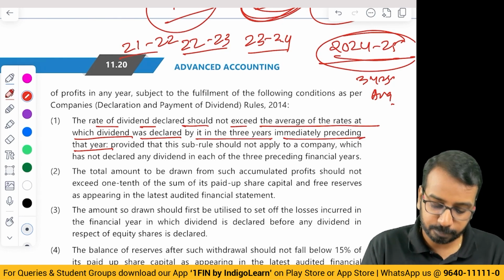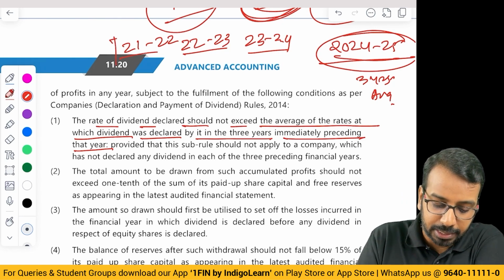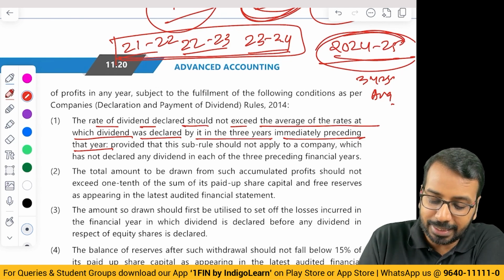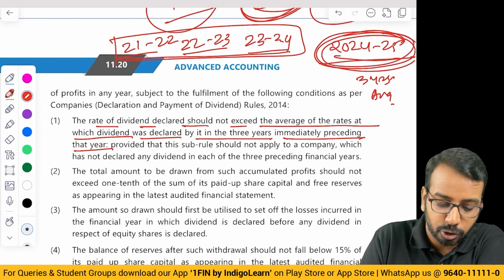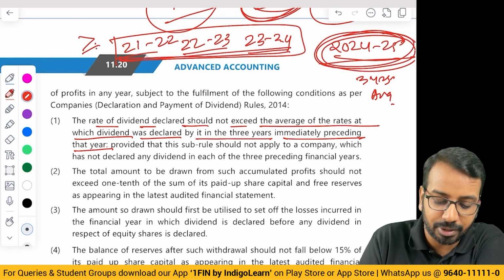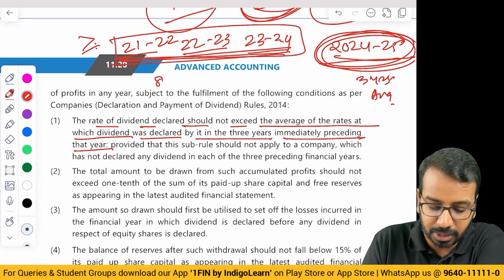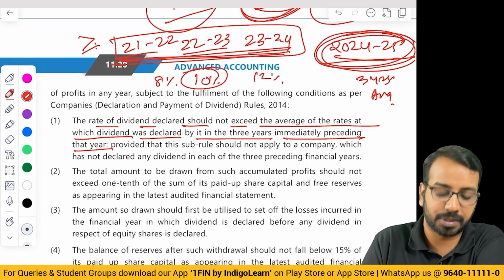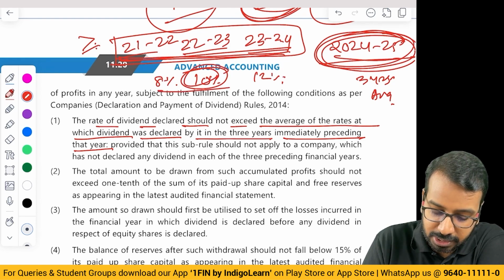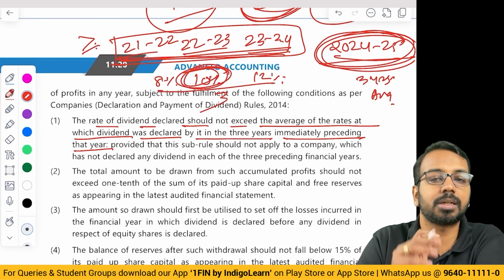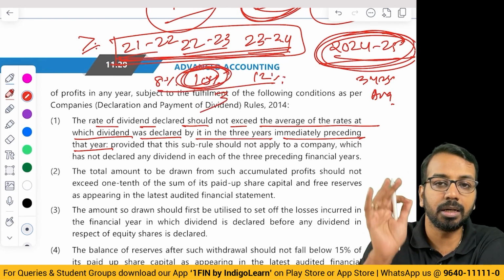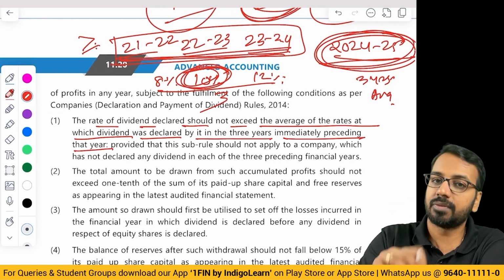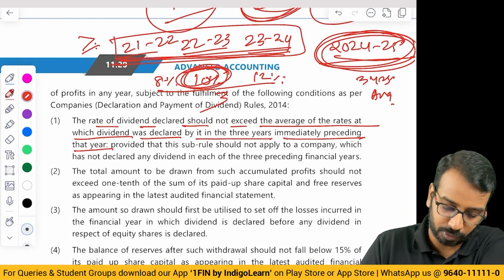Now, using this average, whatever average number I get, my dividend declaration in 24-25 should not be greater than the average of these 3 years. So for example, if it is 8%, 10% and 12%, the average becomes 10%. That is the total of these divided by 3. So 10% is the maximum dividend I can declare in the current period. If you have declared only in 2 years, consider the average of 2 years. If you have declared only in 1 year, consider that 1 year.